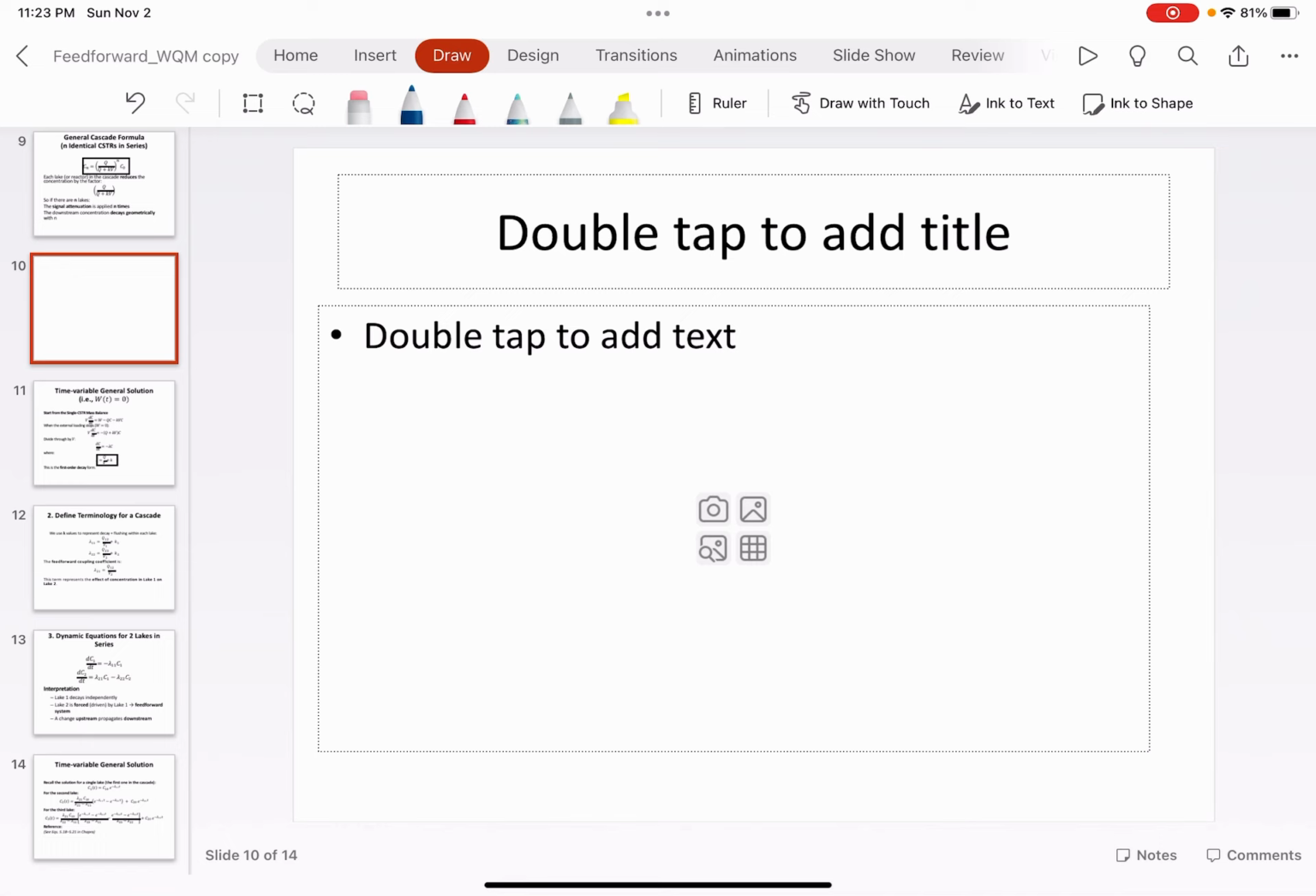Let's look at it like this. If you plot the x-axis as the space and the y-axis as the concentration, you can see these are the reactors or the CSTRs or the lakes in series. If you have one CSTR, the concentration is fixed throughout because it's only one CSTR. How about if you have two CSTRs?